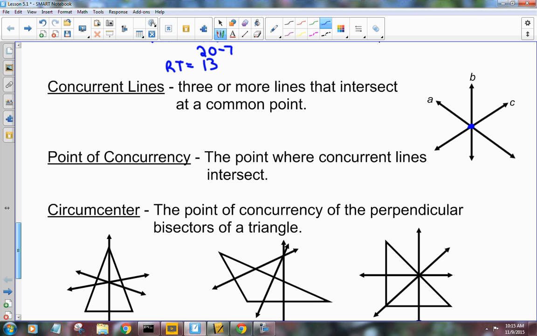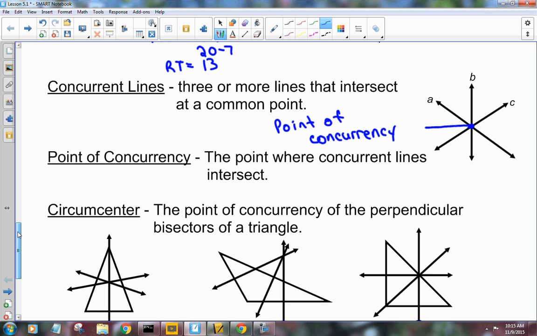That point is called the point of concurrency. Okay? Where the 3 lines intersect, that point is called the point of concurrency. Okay?